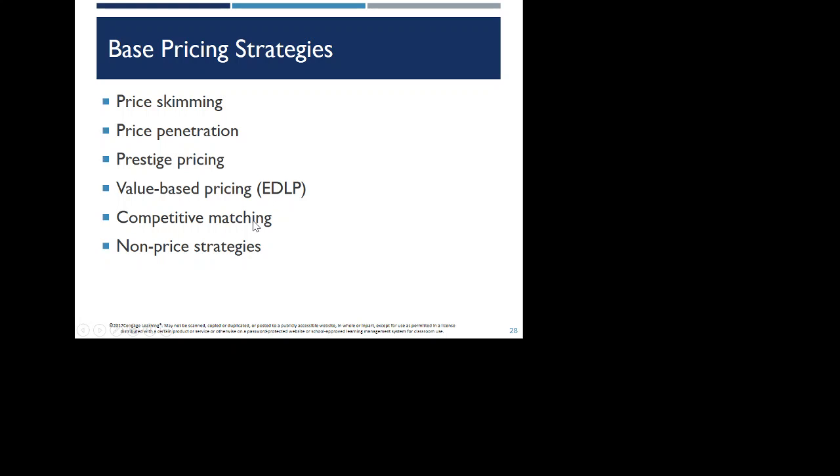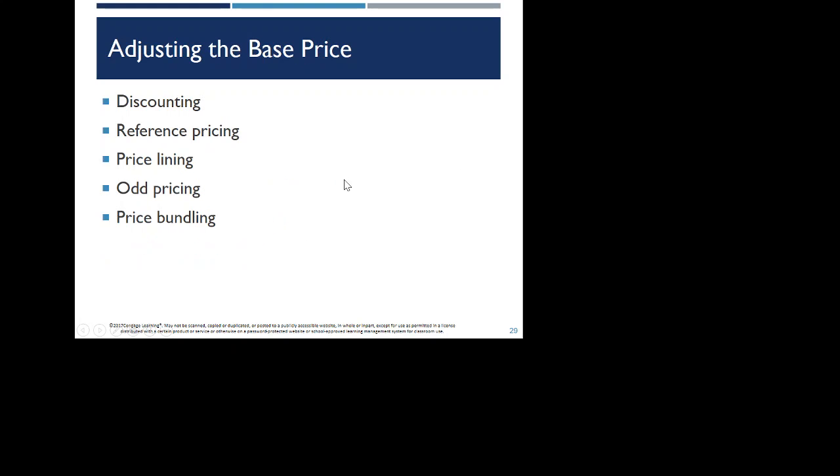Value-based, places like Walmart and Target follow this. You may just price your products evenly or right with your competitors. Gas stations tend to do this. And there's other non-price strategies. And again, cost plus would be a good example of a non-price strategy. Okay, adjusting the base price, you've got all these things here. You can discount, you can build reference pricing, we can do all kinds of things here.